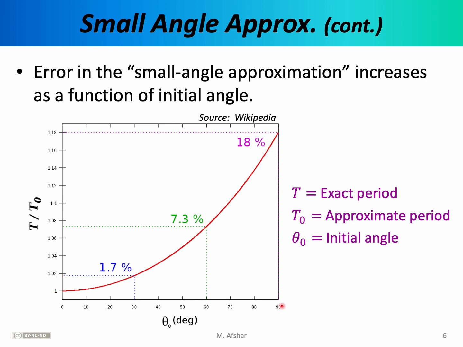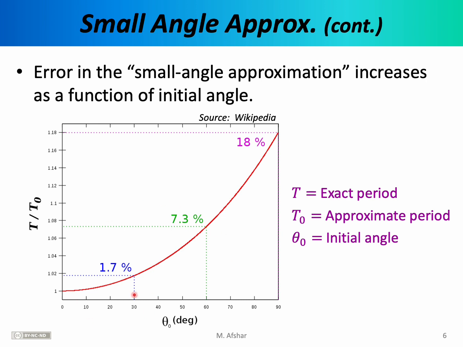On the horizontal axis, we have the initial angular displacement of the pendulum. You can think of this as the maximum angular displacement of the pendulum. And on the vertical axis, we have the ratio of the exact period to the approximate period. If this number is equal to 1, then we have a very good approximation. As this number becomes bigger and bigger, our approximation is getting worse and worse. So you can think of this ratio as a measure of the error in our approximation. As this number becomes bigger, the error becomes bigger.